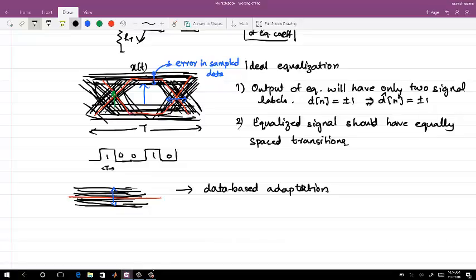Of coefficients. And this is independent of whether it's a CTLE, a discrete time, a DFE, whatever it is. You observe an error, and based on the error, you tune the coefficients so that the error gets minimized.